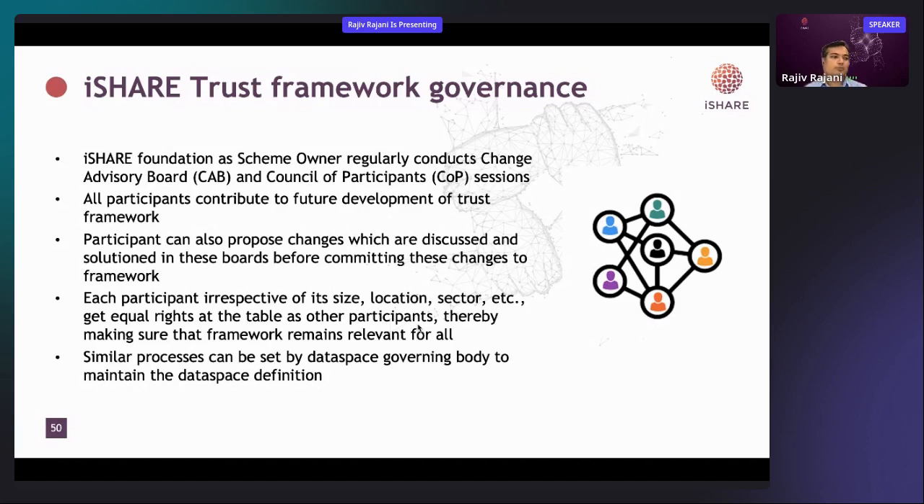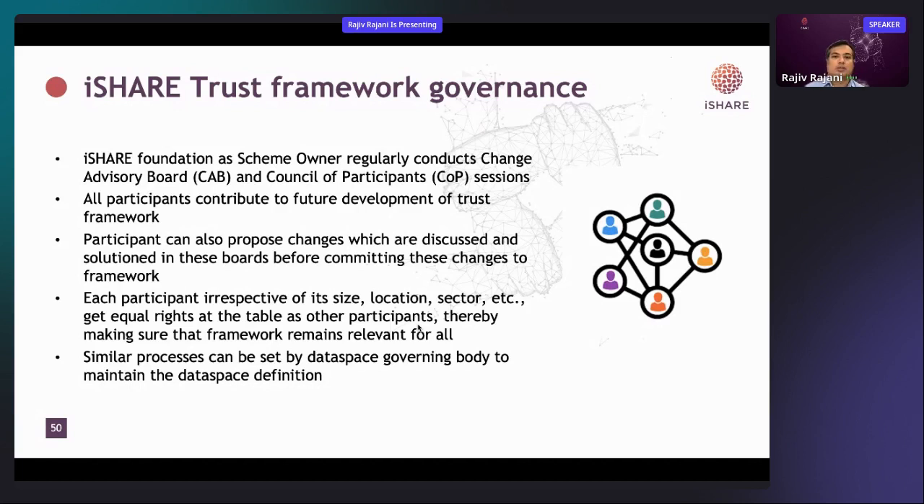And based on the advice received from the change advisory board, an appropriate solution is chosen, and then the change is implemented in the framework. Again, irrespective of the size, location, sector, data space size, or participant size, it doesn't matter. Everyone has equal rights at the table. So when you are at the table, your size, location, sector doesn't matter. You are an equal representative in the framework.